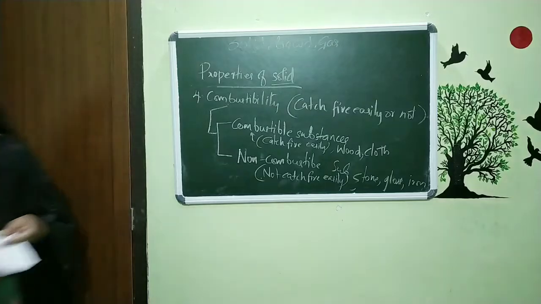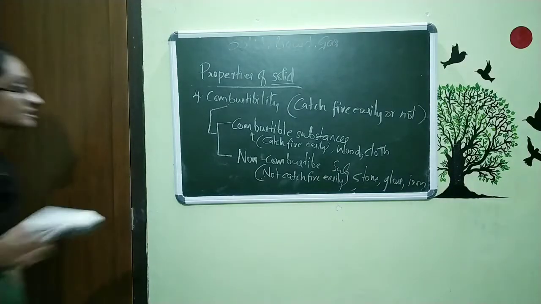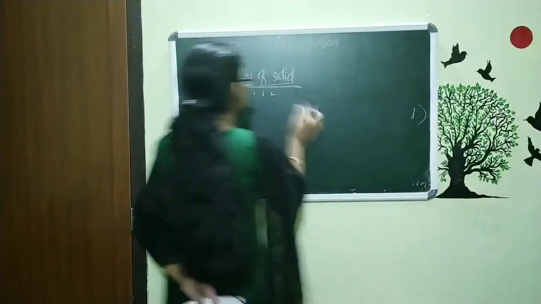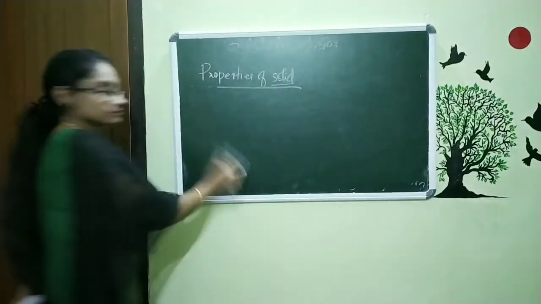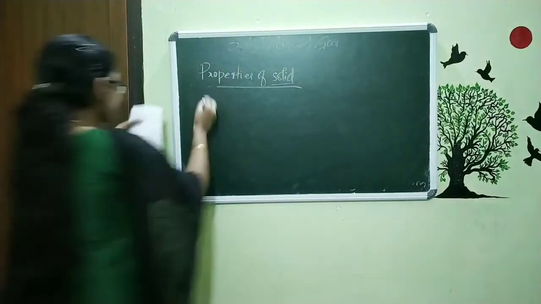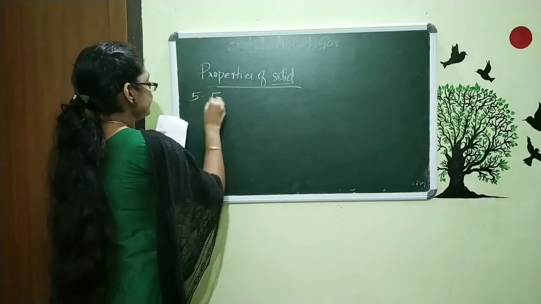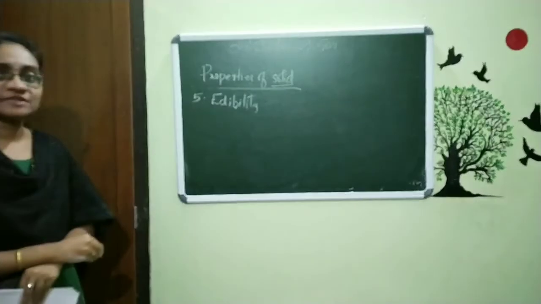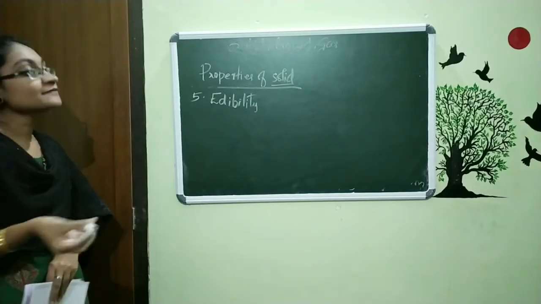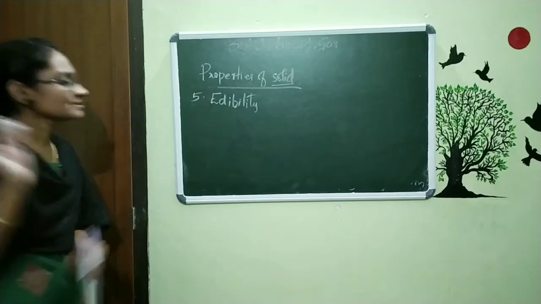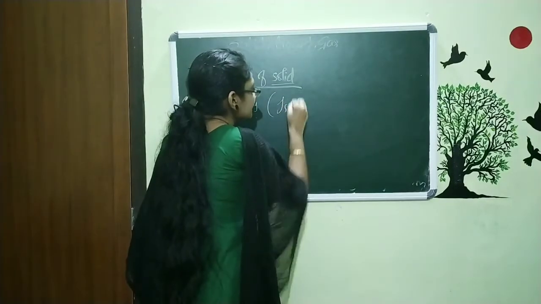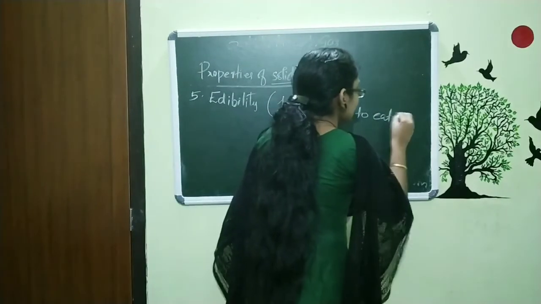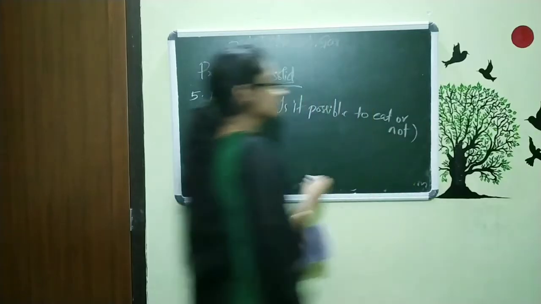Now we are moving to the last property that is mentioned in your textbook. That is edibility. The fifth one is edibility. It is also very simple. What does edibility mean? The meaning is this: is it possible to eat or not? That is the meaning. Is it possible to eat or not?